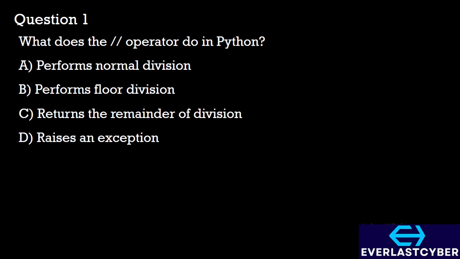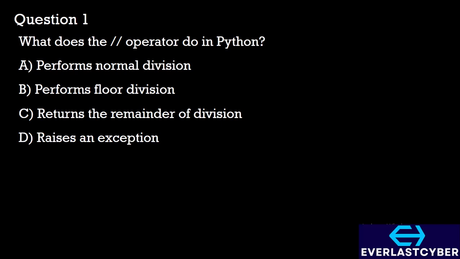In option C, it's a different sign or operator that performs the function of returning the remainder of division, and that is the modulus operator. The modulus operator returns the remainder but not the double /. And in option D, the double / operator does not cause an error unless it is dividing by 0, so it doesn't raise an exception.